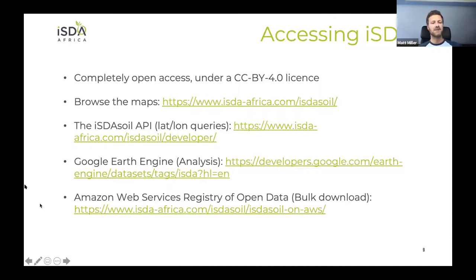And finally, it's also loaded into the Amazon Web Services Registry of Open Data. This is a completely free service. Imagine it's like a file server, so you can download the actual files themselves. And the cool thing about these files is that you can request information for specific geographies, so you don't have to download the entire files, which can run into the tens of gigabytes. You can just get it for your specific geography of interest.